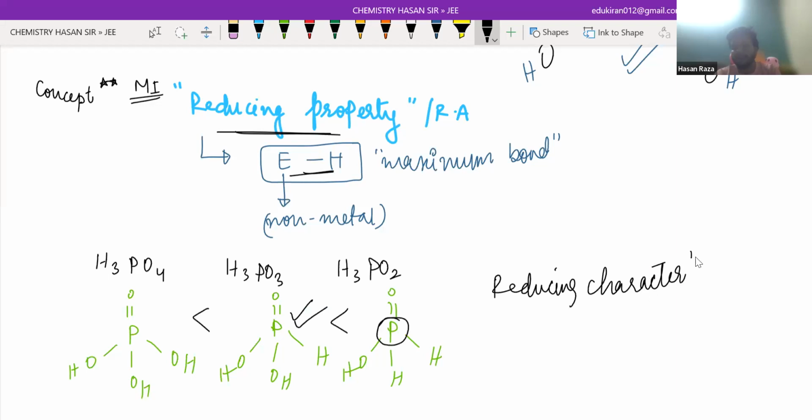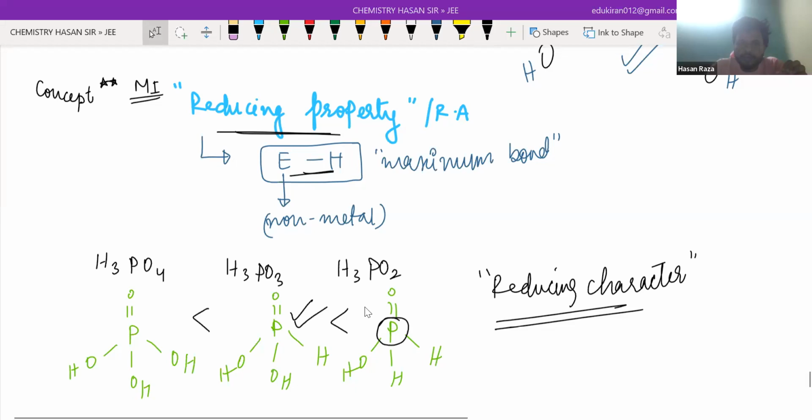Yes or no? Faiza, Mohammed Harif, Savage, Madiha. Sir, means it will reduce others, like it will lose hydrogen. Can you repeat it again? It will lose hydrogen.